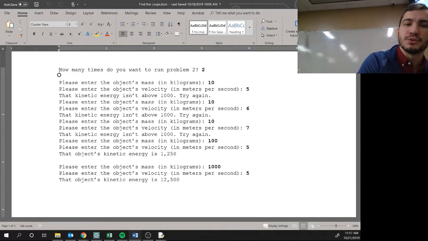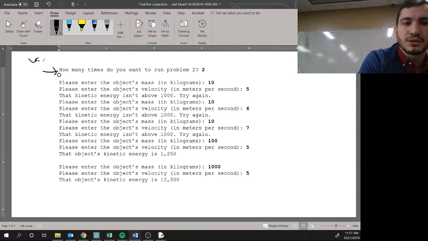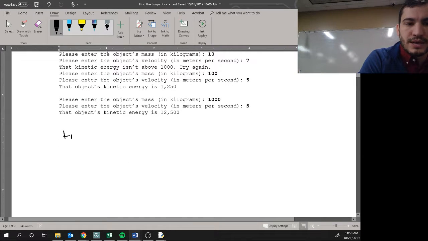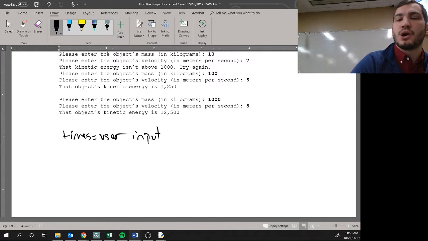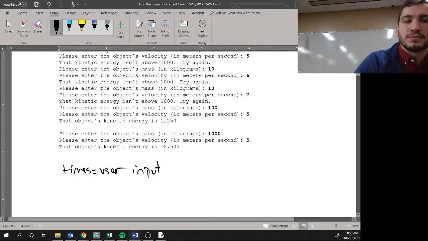So what we're going to do is, how many times do you want to run this problem? This is going to be a user input. So what we're going to do is we're just going to go, times is user input. I don't know what type it needs. I don't know anything else. All I know is that I need times to be a user input.